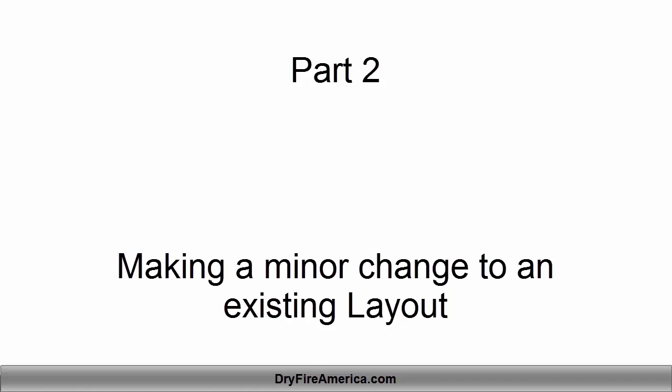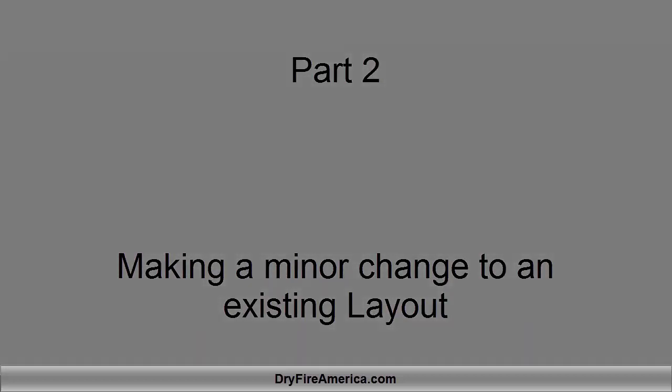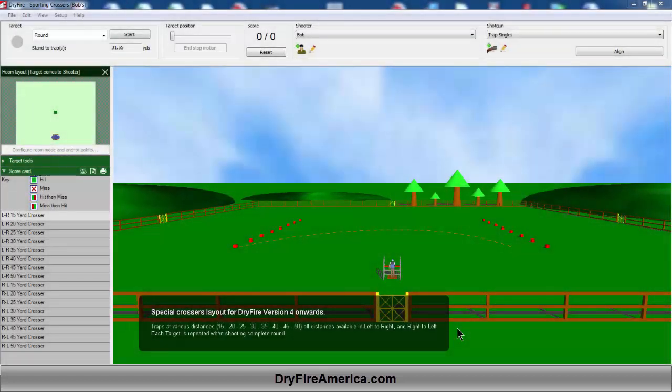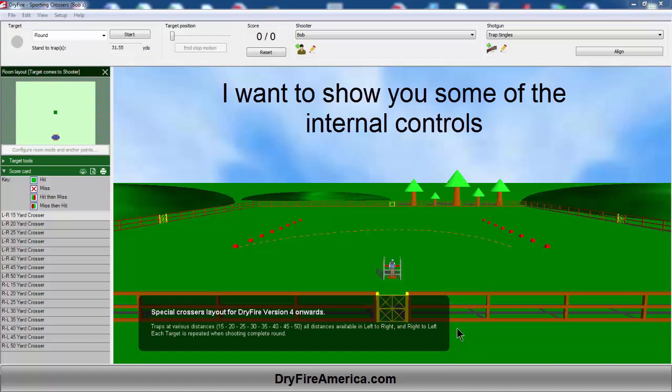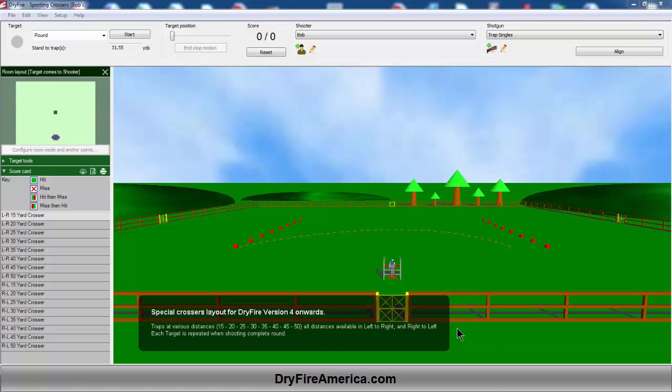Part 2. Making a minor change to an existing layout. We begin by looking at the same layout that we were looking at in the introduction, and I have two goals for this video. One, I want to show you some things internally about how I prepared this particular layout. That will help us in the learning process of how to use the Course Designer.